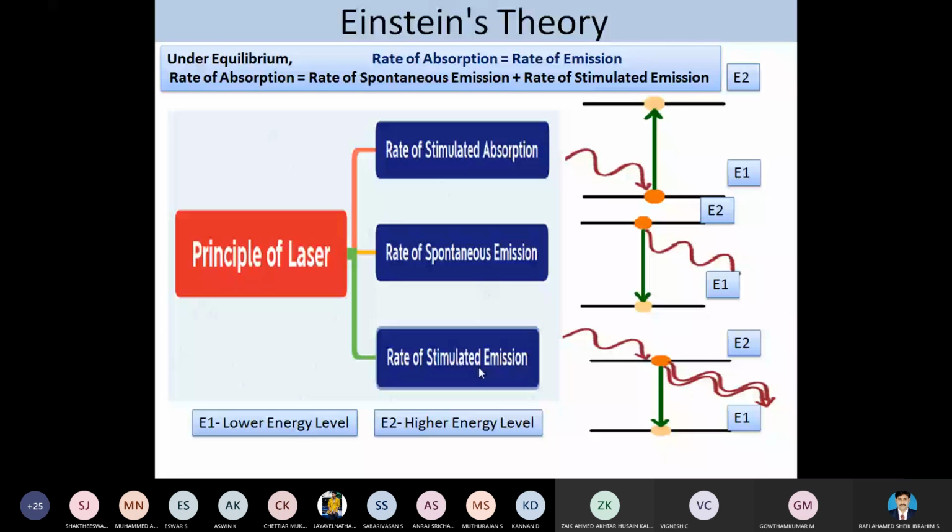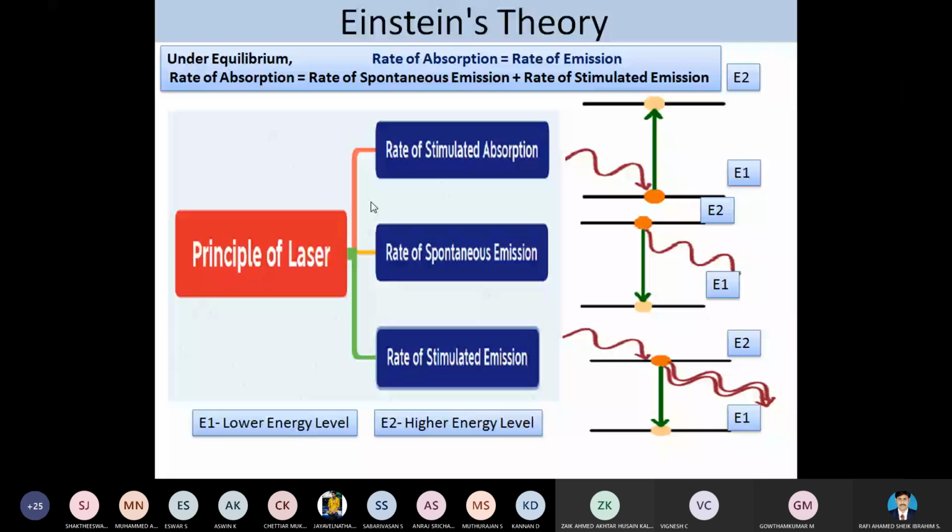So here the rate of absorption is equal to the rate of spontaneous emission plus the rate of stimulated emission. We are going to measure the parameter for the rate of absorption, then the value for the rate of spontaneous emission, and the value for the rate of stimulated emission. Then after measuring the data, we are going to place the data in this condition: rate of absorption equals rate of spontaneous emission plus rate of stimulated emission. Then we have to find the Einstein's coefficients A and B.